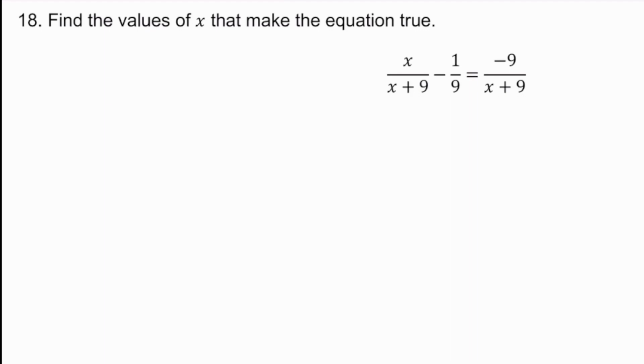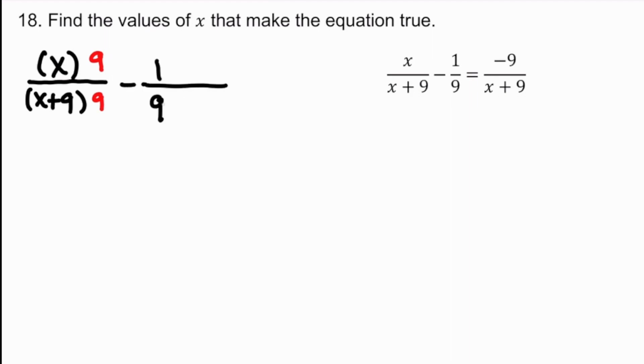Number 18 is also one of these rational equations, so we're going to go for a common denominator. I'd say we're going to need the 9 and the x plus 9. So x plus 9, I'm going to multiply this on top and bottom by 9. And then I've got minus 1 over 9. I'm going to need to multiply that by the x plus 9. But I don't want to change the value of the fraction, so I got to multiply by the x plus 9 on top and bottom. So I'm essentially multiplying by 1. And this will equal negative 9 over x plus 9.